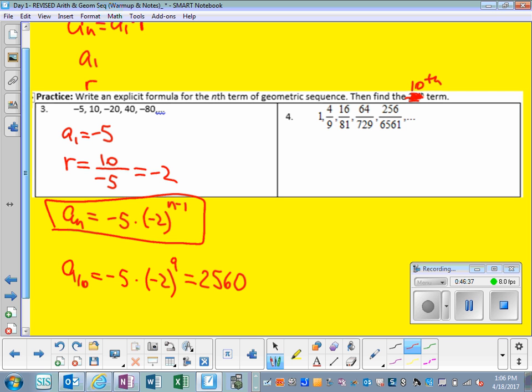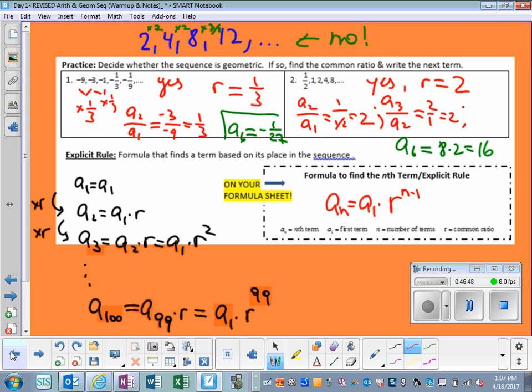When you write the explicit rule, why is the exponent n minus 1 instead of just n? Because that's our formula, right? Because remember, if I go from A1 to A2, I multiply A1 by R, going forward once. So instead of 2, I have 1, right?